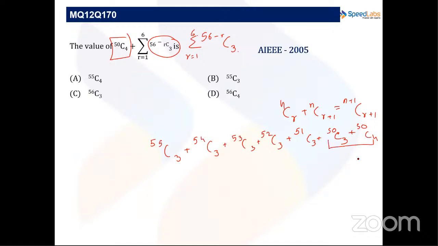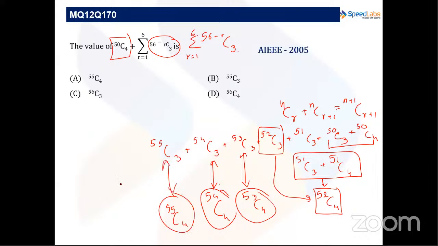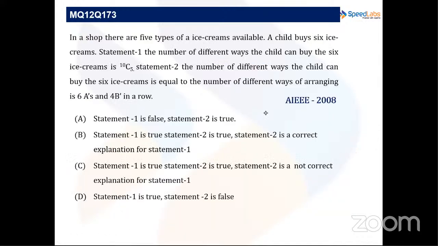Combining these two, we get 51C4, then 51C3 plus 51C4, we get 52C4. Combining these two, we get 53C4. These two will give 54C4. Combining these two, we get 55C4. And combining these two, we get 56C4. So our correct option is D. Yeah, D is correct. Now moving to the next question.